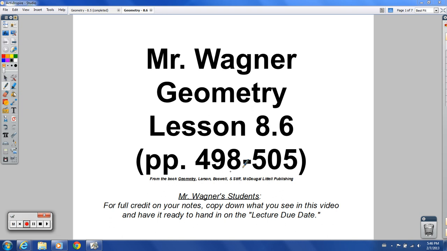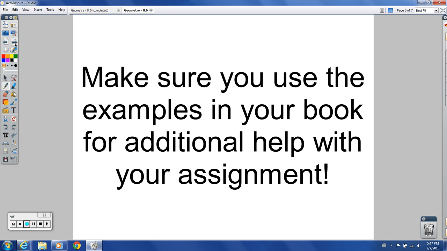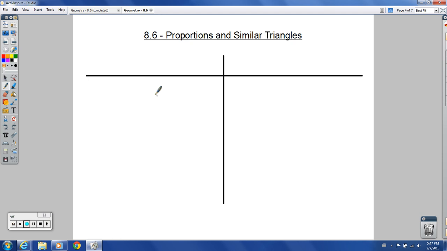You can find that on pages 498 to 505. We are talking more about similarity today in specific reference to triangles. We have the triangle proportionality theorem and the converse of that. Those are your vocab terms that I definitely want you to know. There's some other theorems in there too, but they don't have special names. But we'll get to those all in a moment. Make sure you're using those extra examples in the book as always to help you if what we do here is not sufficient enough. Well, let's get started with a couple of theorems first of all.